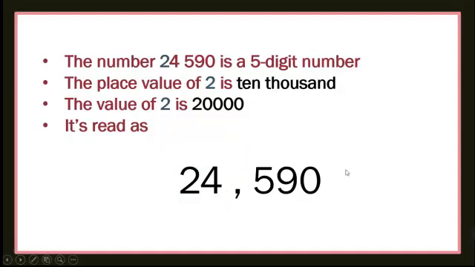Again, I will start from the right. I will count the first 3 digits, 1, 2, 3, and put a comma. The rest of the number is a package, because it's in the thousands family. So I will read it as a package. It's 24, but don't forget to say thousand.